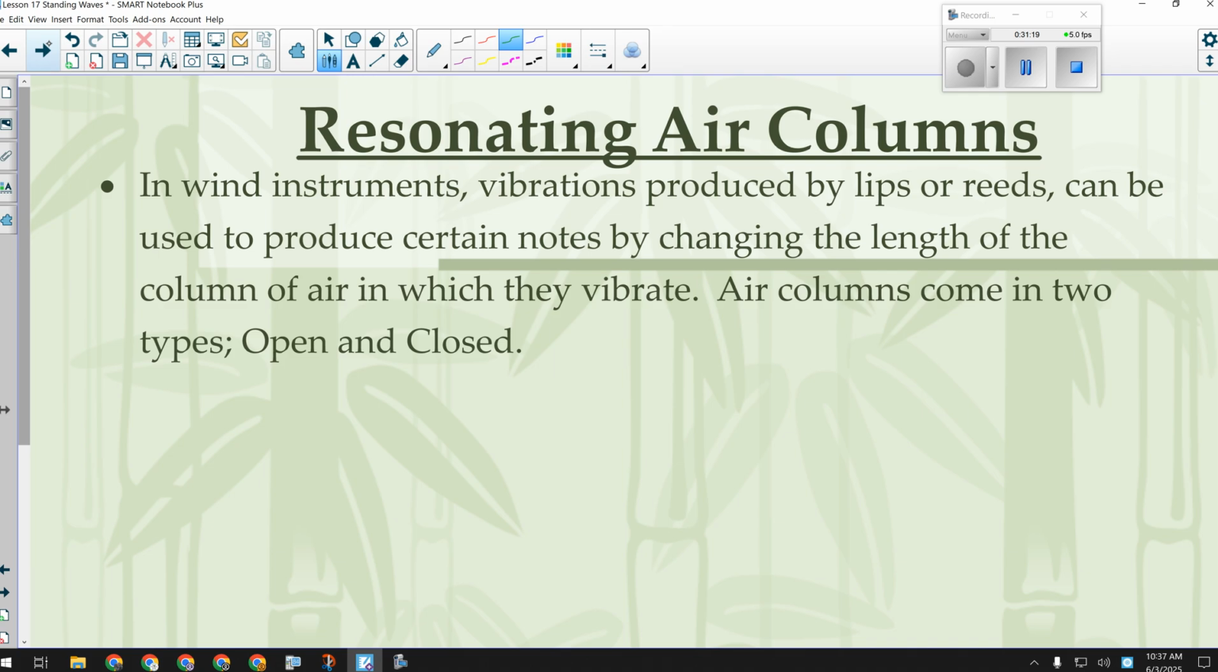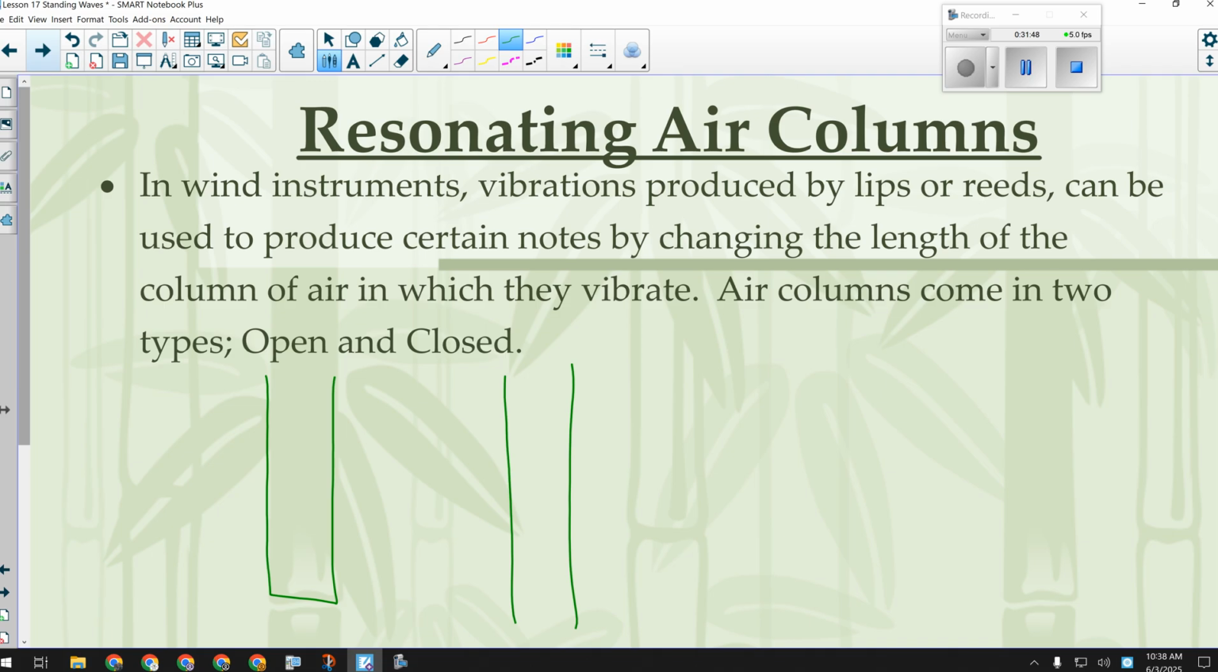All right. Now, there are two types of air columns, open and closed. Closed air columns are like this bottle. They are closed at one end. Open air columns are open at both ends. So most wind instruments are open air columns.